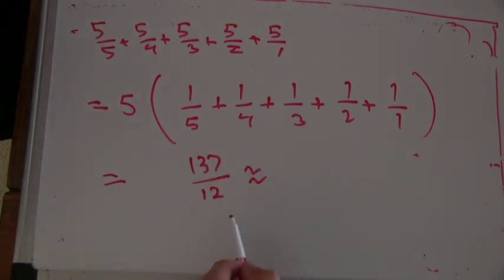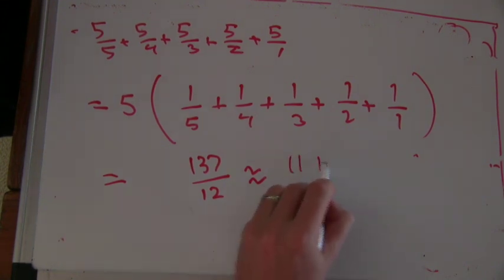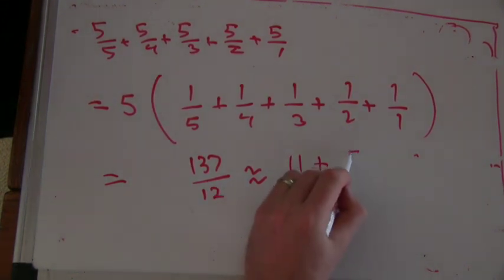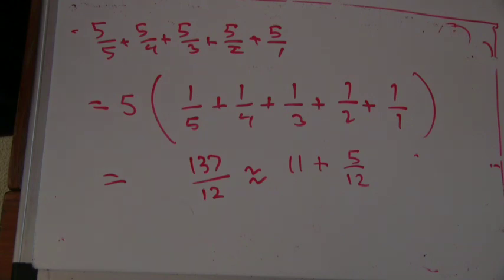What's the nearest multiple of 12 here? 132, 12 times 11. So it's 11 plus 5 twelfths. So it's a little underneath 11 and a half, around our original guess.